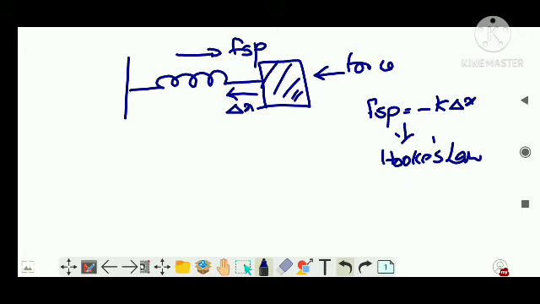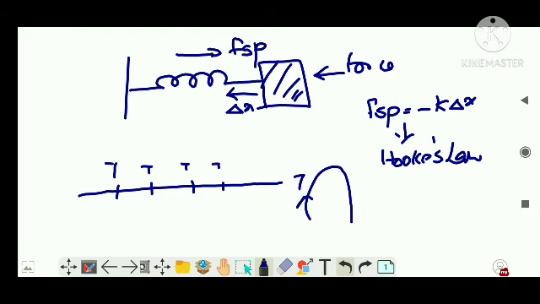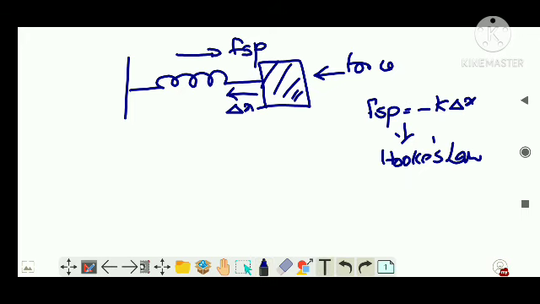See, if you have a string, at each point the tension will be the same. Remember, we drew it like this: if this is the tension, then this is also tension. So for a string, the tension is common throughout. Similarly, for a spring, at a particular condition, FSP is always constant, right?